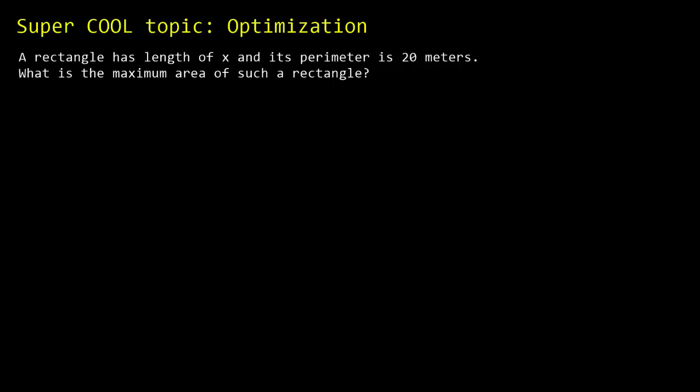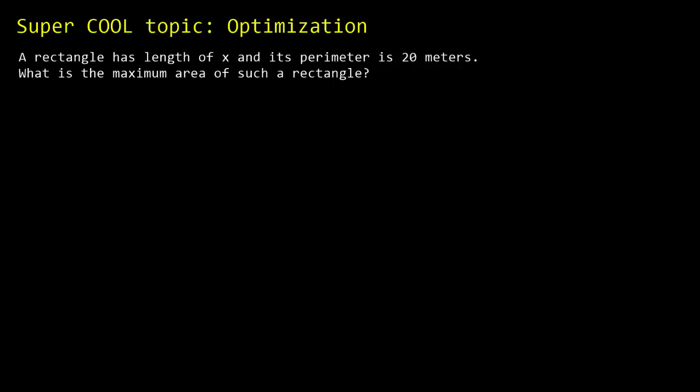So here we got another example of a super cool topic of optimization. Now here it says a rectangle has a length of x and its perimeter is 20 meters. What is the maximum area of such a rectangle? Well, in a sense, we got to first start writing out the information we have.